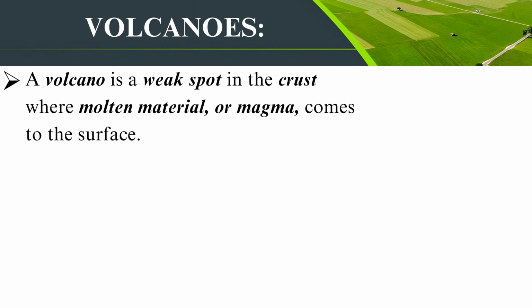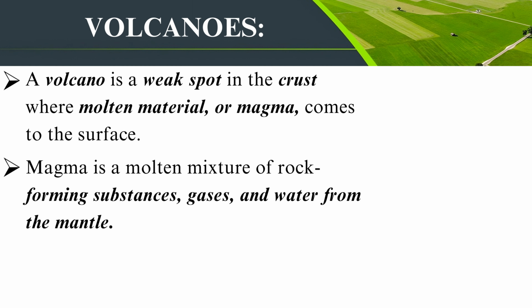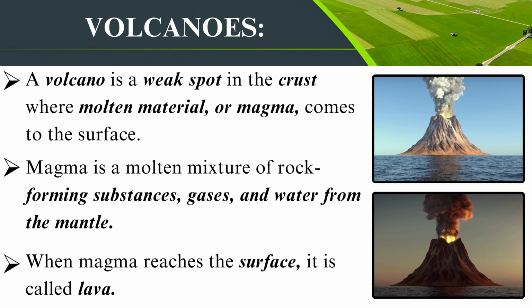Volcanoes. A volcano is a weak spot in the crust where molten material or magma comes to the surface. Magma is a molten mixture of rock-forming substances, gases, and water from the mantle. When magma reaches the surface, it is called lava.